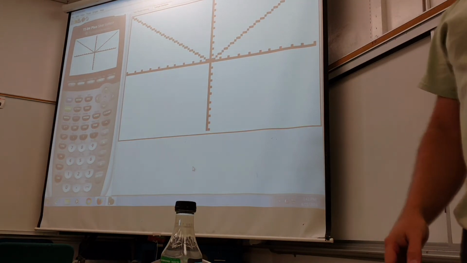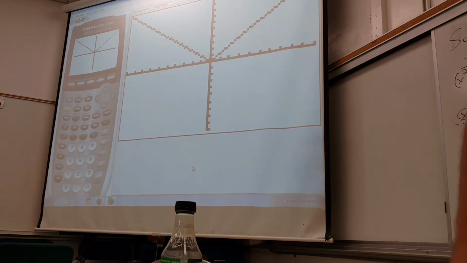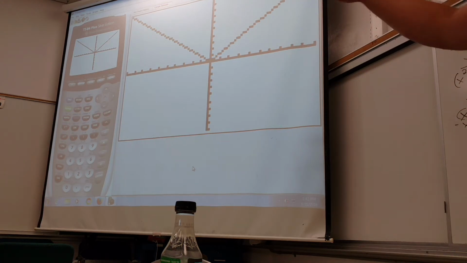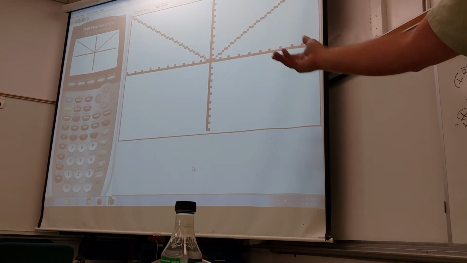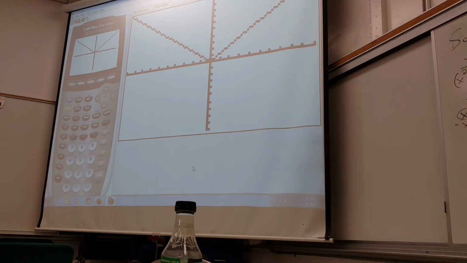All right, and the crowd goes, meh. But that's something, I mean, when I first started using this, nobody told me, I didn't even know it could do absolute value. So, yeah, I told you.